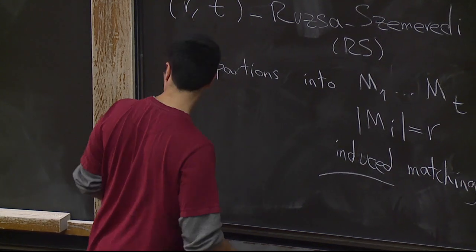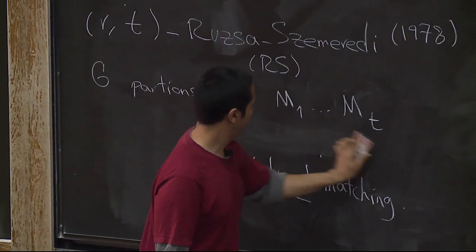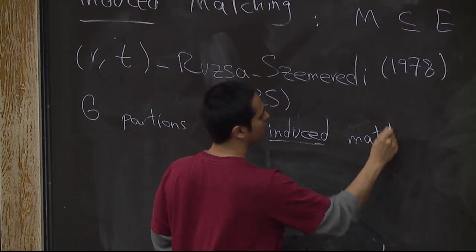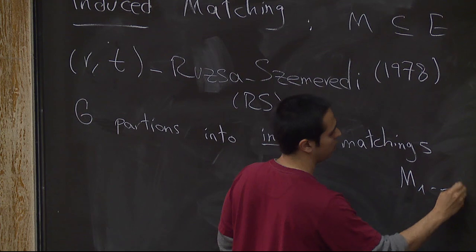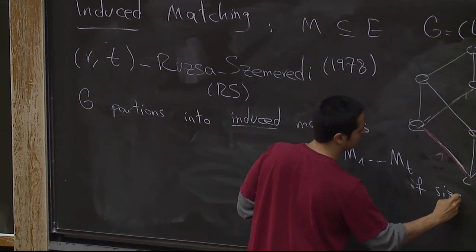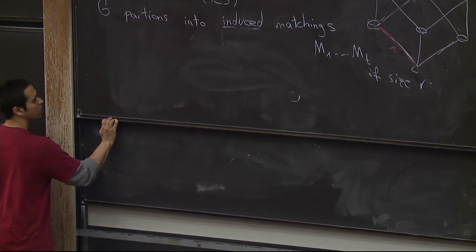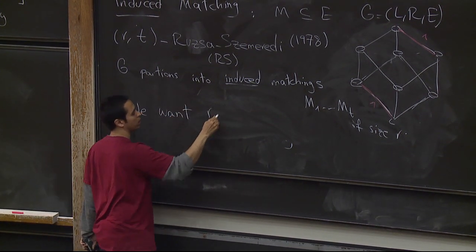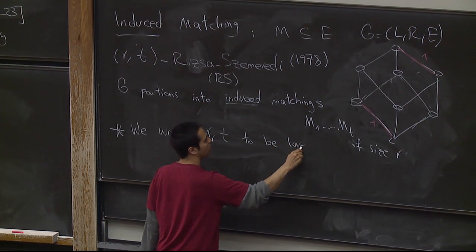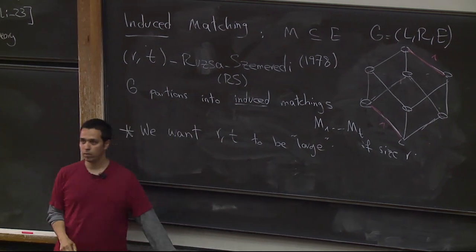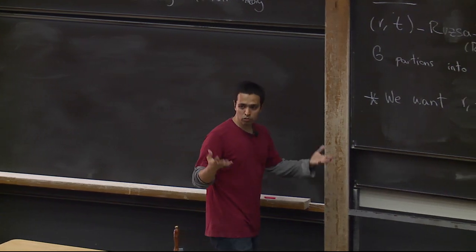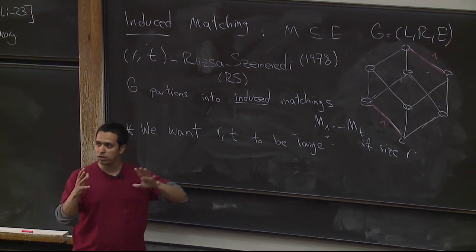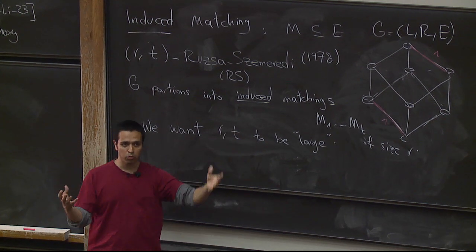Okay, so what do we want? Induced matchings M1 to MT of size R. So why do we want to create dense RS graphs, okay? If you have a dense RS graph, or conversely, we don't want them to exist. But for this talk, they become interesting when both R and T are large.